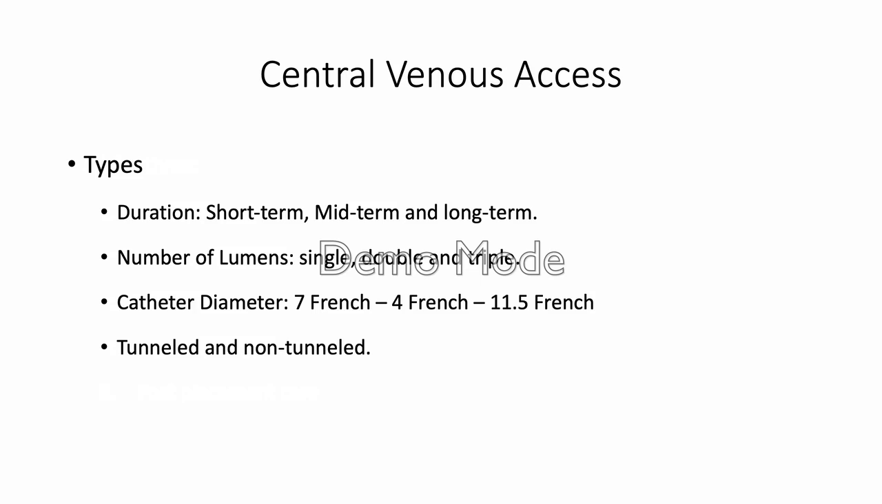One point on the catheter diameter: these sizes are in French, and to convert it to millimeters, you just need to divide that number by 3. For example, if you have a size 7 French, divided by 3, you will have approximately 2.4 millimeters. That will be the diameter of that catheter in millimeters.